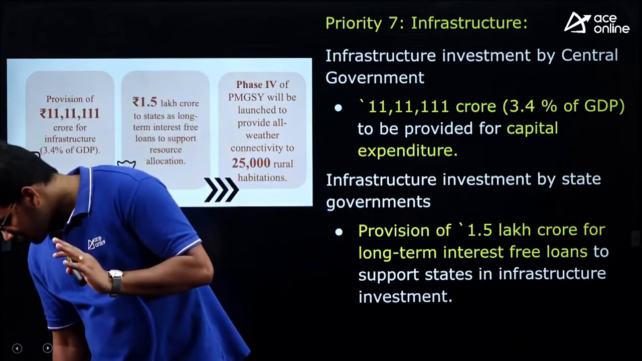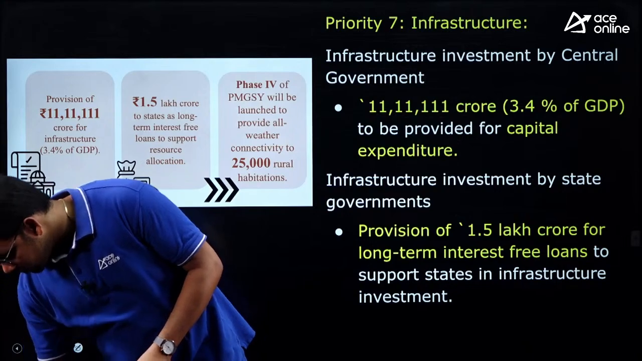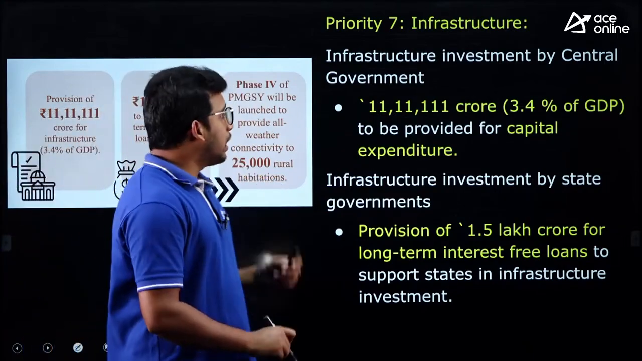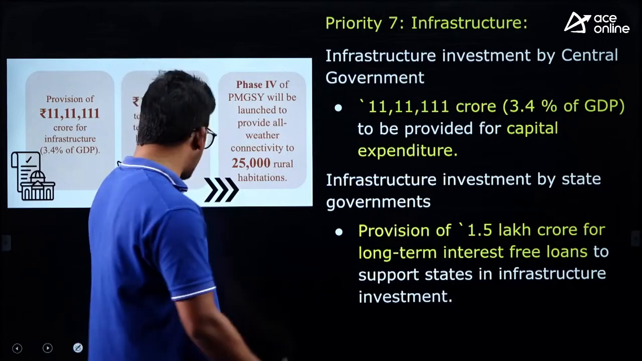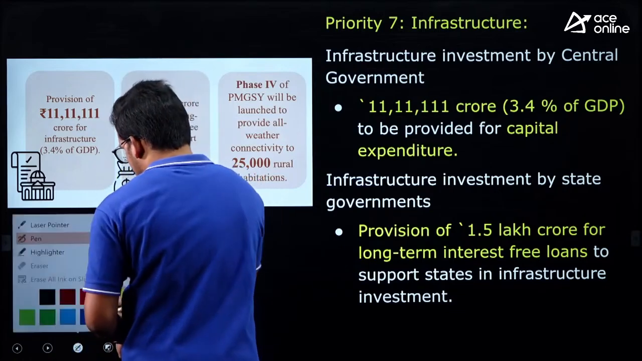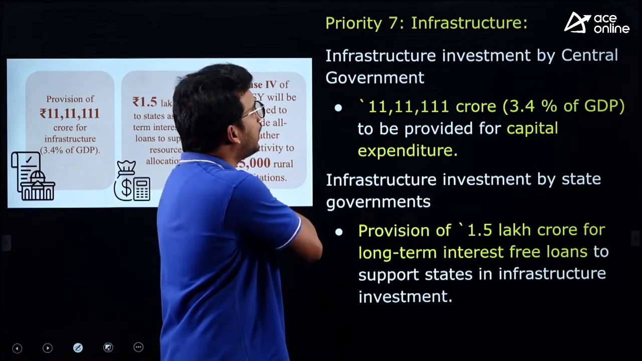Is there any doubt in this? I hope that is clear. Next one is about infrastructure, very simple. Priorities 7, 8, 9 we can complete in 5 to 8 minutes, and then we will go to the data ones, fine.